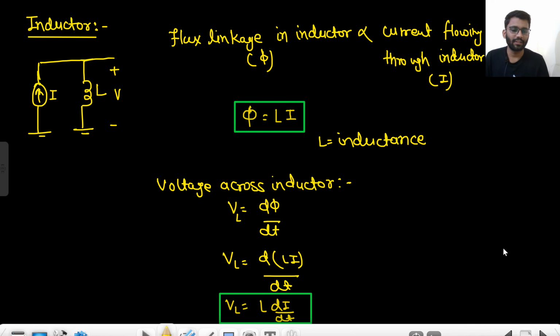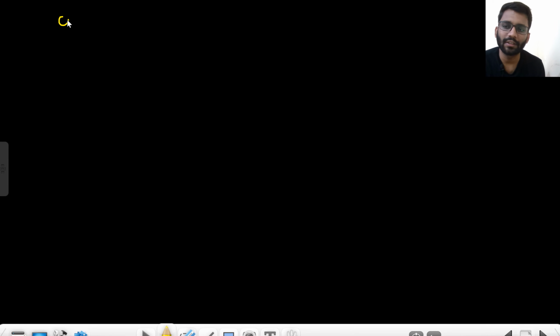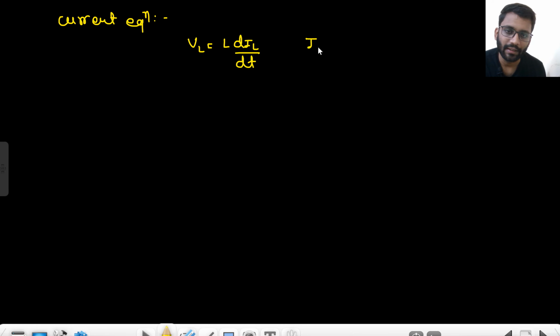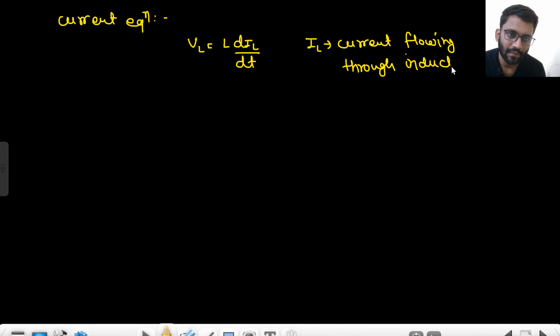Okay. Now the current equation. This is the voltage equation. Now the current equation we will write. So V_L is equal to L dI_L by dt. We can write. Okay, I_L is the current flowing through the inductor. So I_L would be 1 by L, integration from minus infinity to t of V_L into dt.